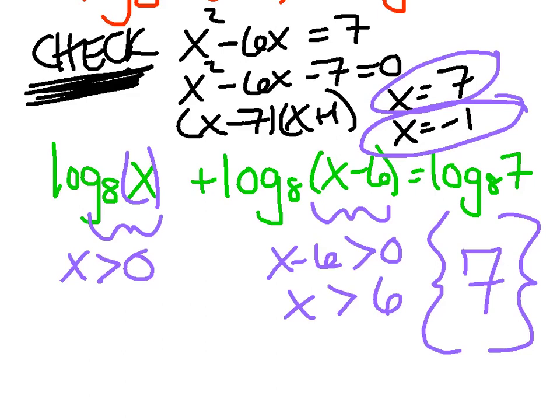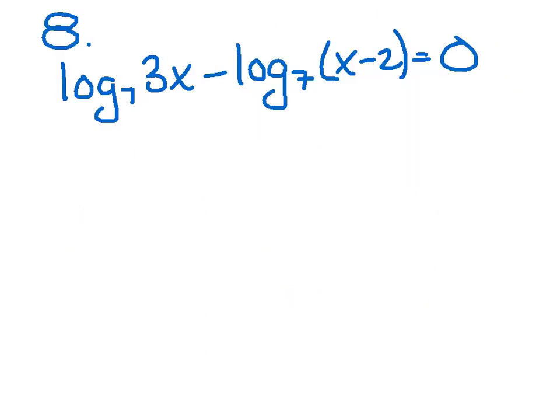All right, let's try another one. Question 8 here: log base 7 of 3x minus log base 7 of x minus 2 equals 0. Now notice, every term doesn't have a log, so we're not going to kill them in the end. We're going to have to do some converting. But let's start back at basics here.